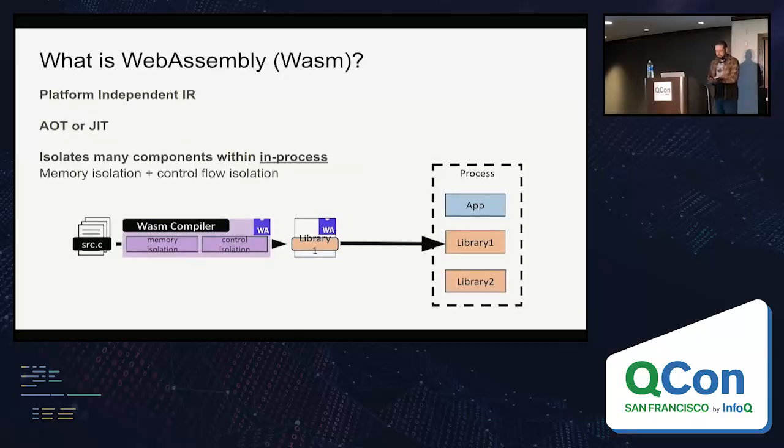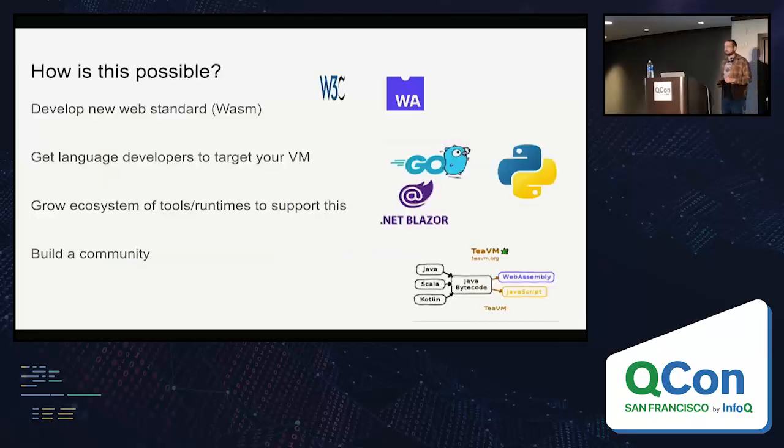So what is WebAssembly? It's a platform-independent IR that you can AOT or JIT, and it isolates components within a single address space, generally within a single OS process. And how is this possible? Well, it takes a lot of work.